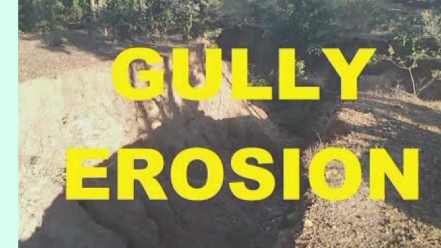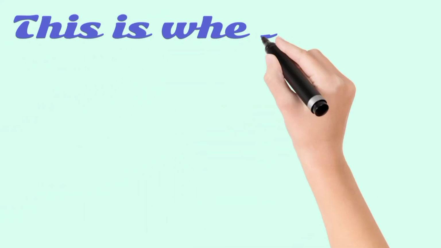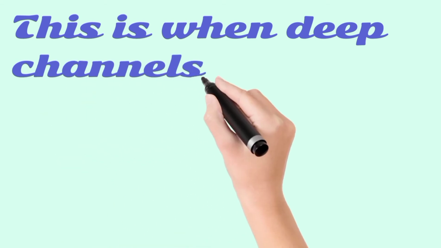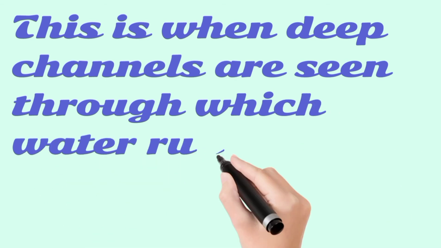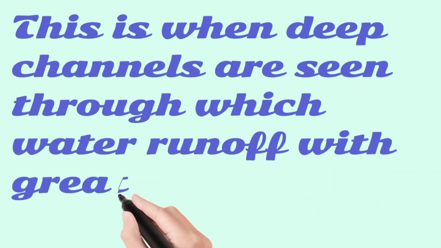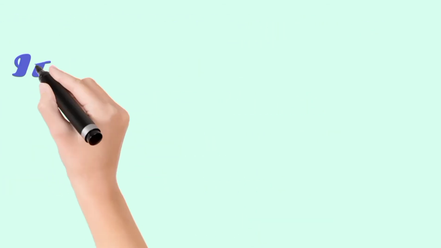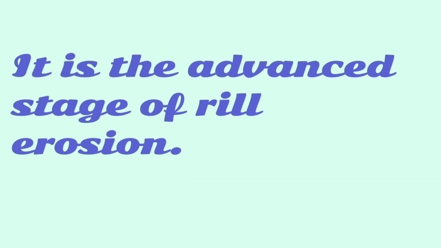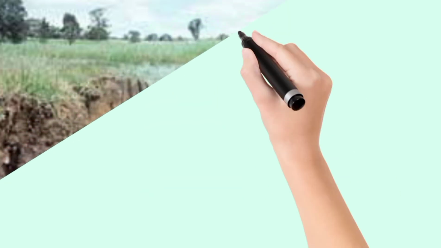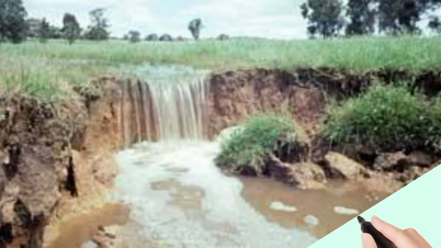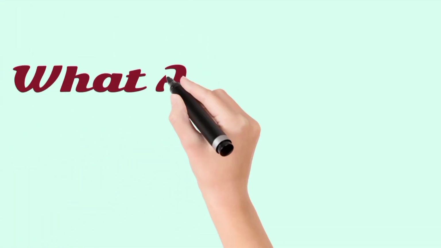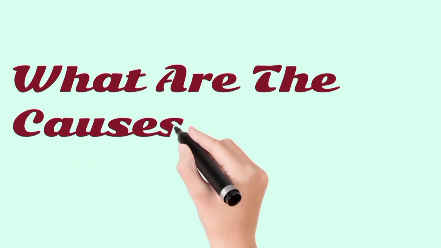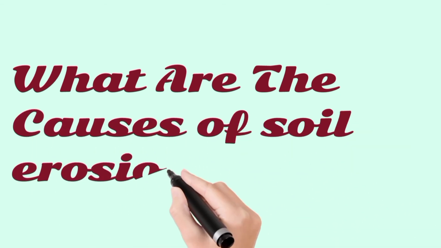The third type is gully erosion. In this type of erosion, you notice deep channels and the water runs off at a great speed in the deep channel. It is actually dangerous to humans living in that environment, and it is as a result of the advanced stage of rill erosion. So let's look at the picture of gully erosion. So this is a picture of gully erosion. You see the deep gully and the water running at a great speed. Now, what are the causes of soil erosion?